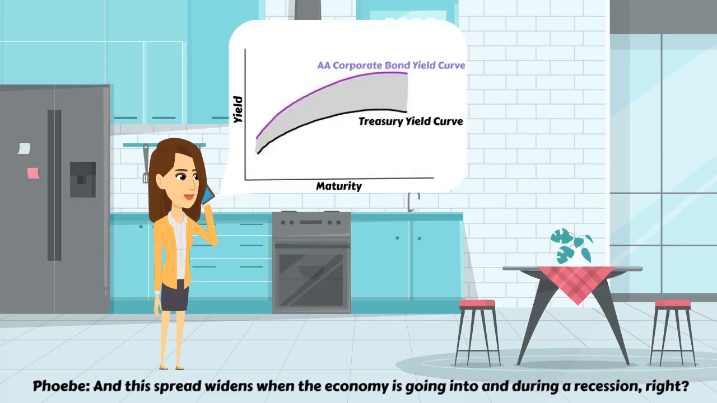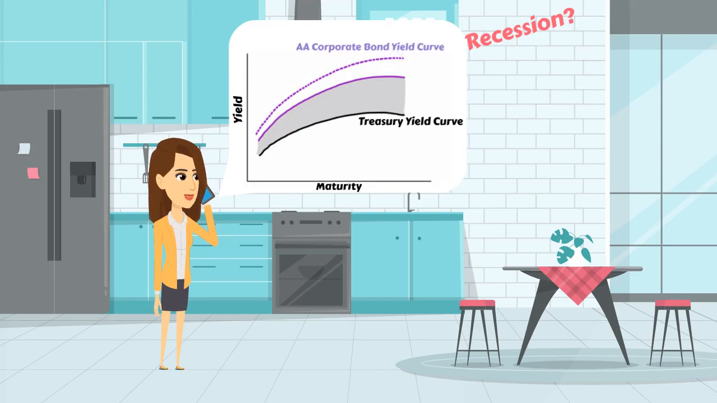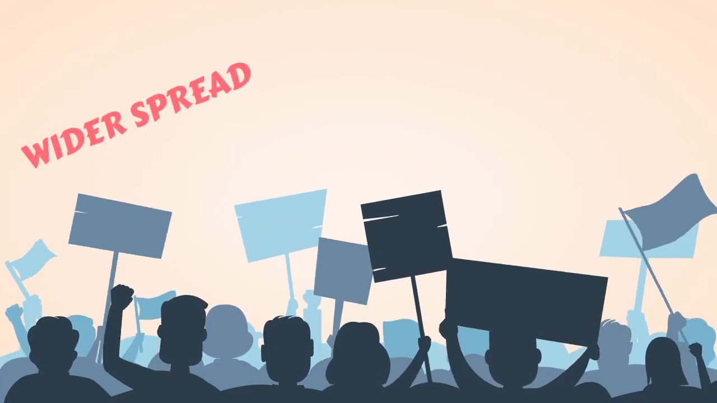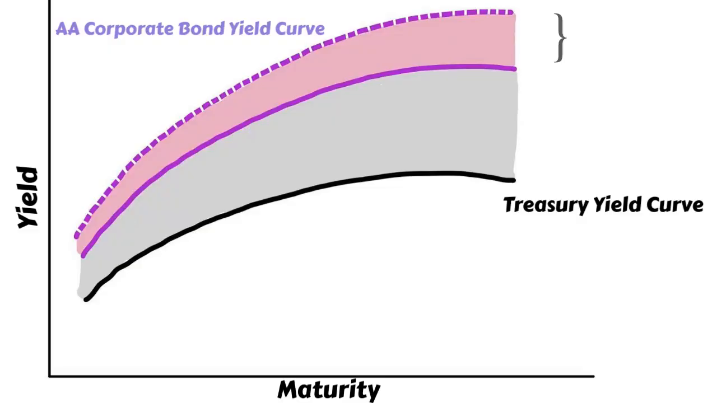And this spread widens when the economy is going into and during a recession, right? Correctamundo. When the economy weakens, the chances of default increase. Hence investors will want a wider spread, meaning they want the corporate bond yield to be even higher than what they get by owning treasuries.